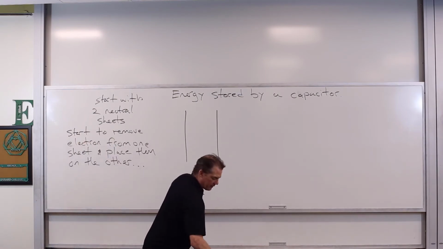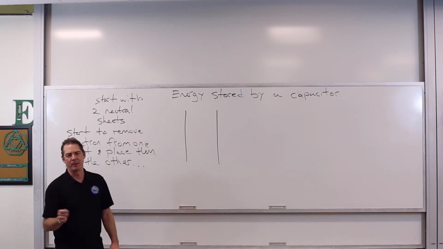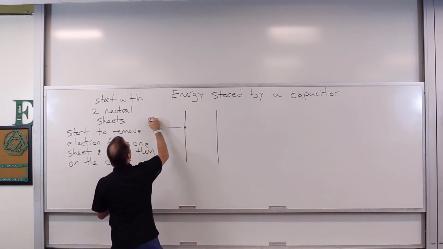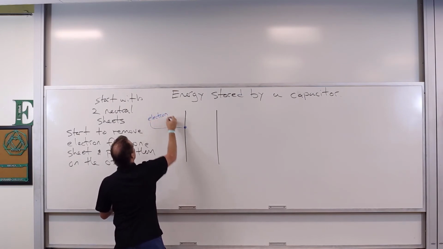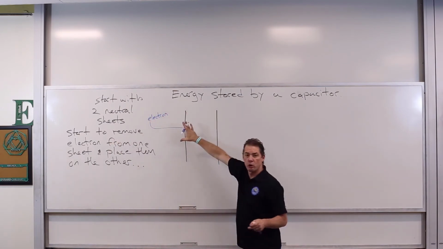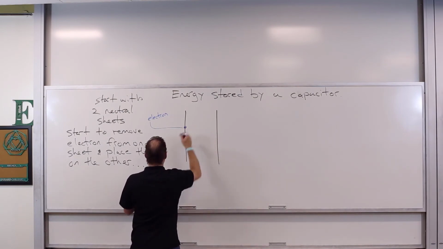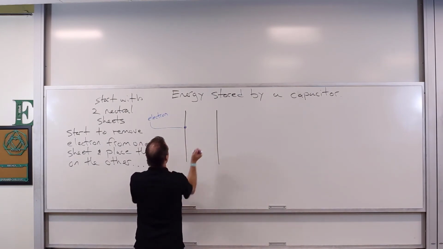So we get some little tweezers, some electron tweezers, if you will, and we say, oh, there's an electron right there. Now again, this is neutral right now. What we're going to do is take that electron and move it over to this sheet.